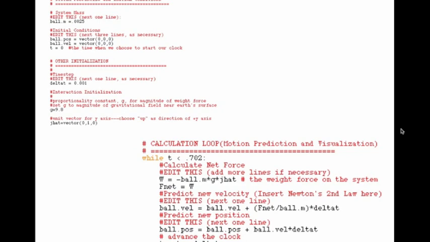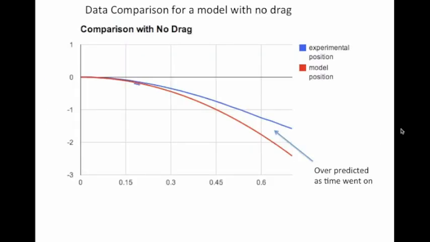Under the initial conditions, the mass is set to that of the crumpled paper, and the initial position and velocities are changed to 0. The g value is set to 9.8, or the gravitational constant. In the calculation loop, the t value is the total length of the video. The weight force is inserted, and the F net is set equal to W, since we are not considering the drag force. Newton's second law is then inserted to predict the future values. The data from Python can then be compared to the experimental data.